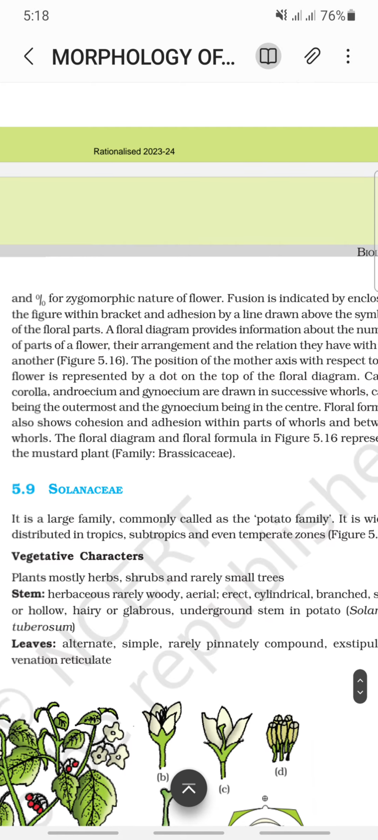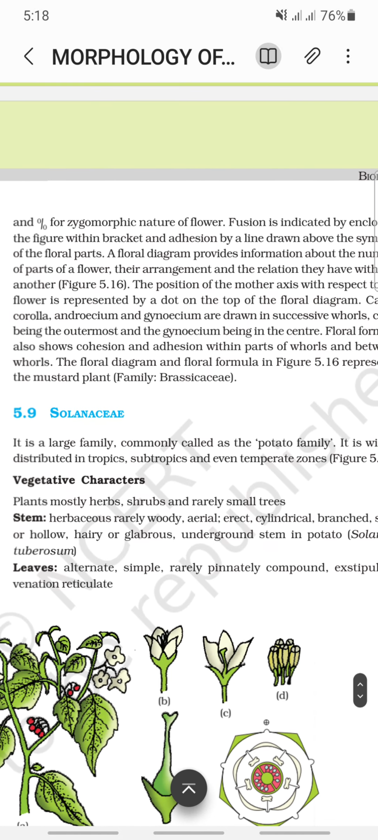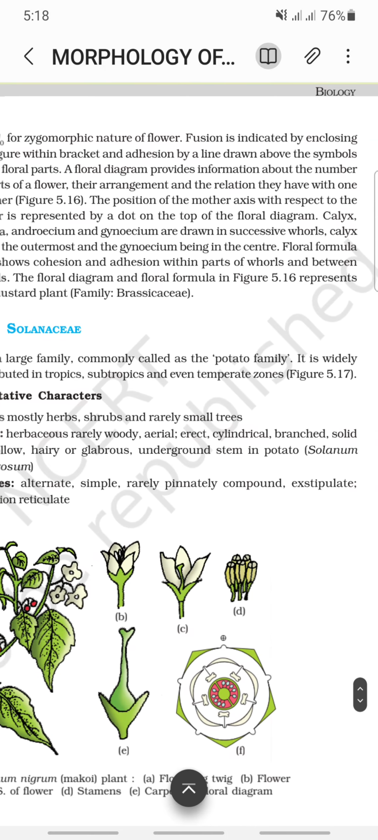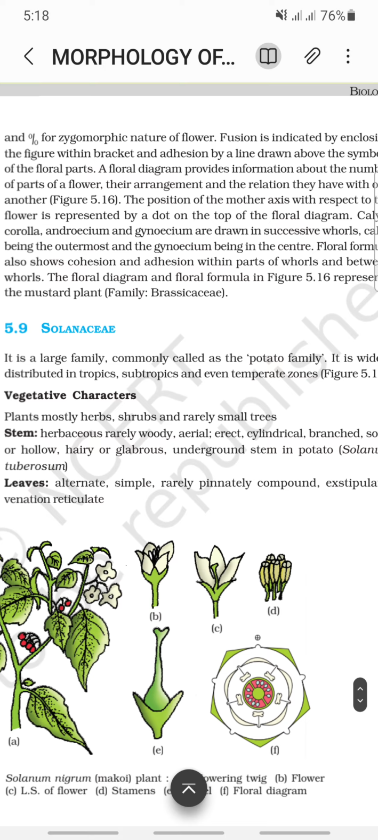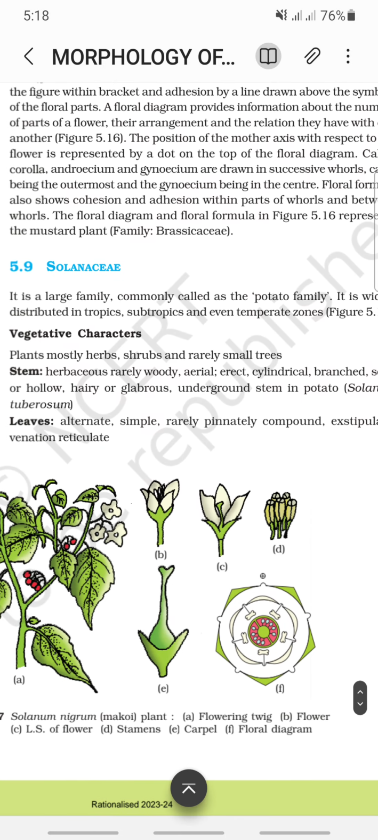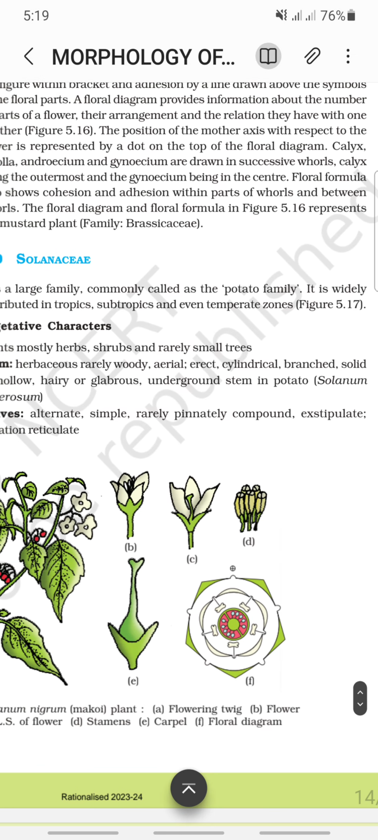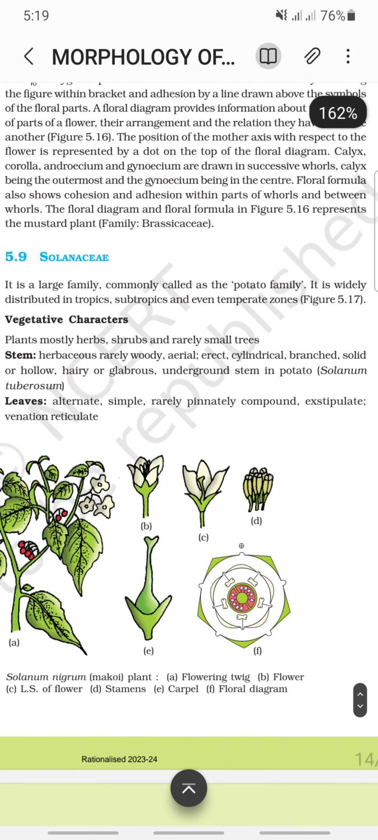Brassicaceae represents the mustard plant family. Solanaceae is a large family commonly called the potato family. It is widely distributed in tropics, subtropics, and even temperate zones. Vegetative characters: plants mostly herbs, shrubs, and rarely small trees. Stems: herbaceous, rarely woody, aerial, erect, cylindrical, branched, solid or hollow, hairy or glabrous. Underground stem in potato, Solanum tuberosum.